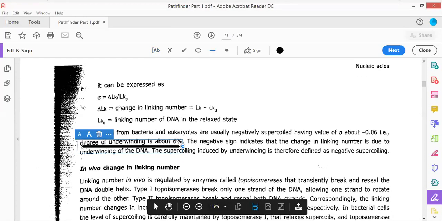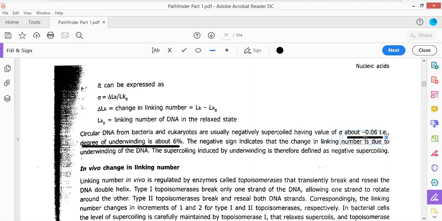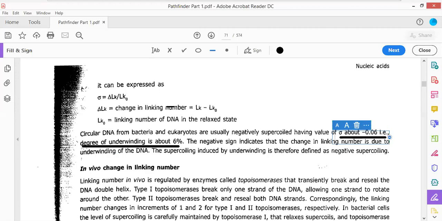So see, if the sigma has a value of 0.06, that means that percentage of unwinding in the DNA is 6%. That means 6% of the DNA is underwound. It is open. It is open for everything. Okay. In vitro change in linking number. This indicates that the DNA is actively transcribed at this particular position. If the DNA will have a positive supercoiling, this means that the DNA is overwound. It is present in a heterochromatin region where the DNA is highly or tightly coiled in nature, so that there is no transcription, there is no translation.